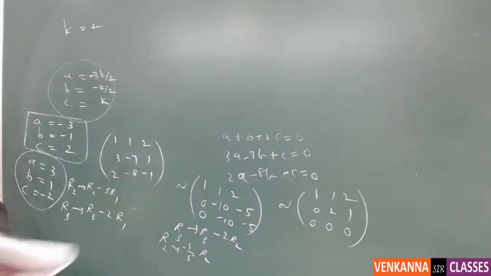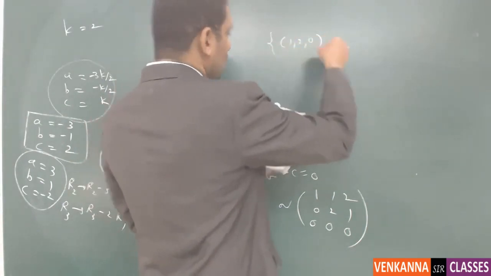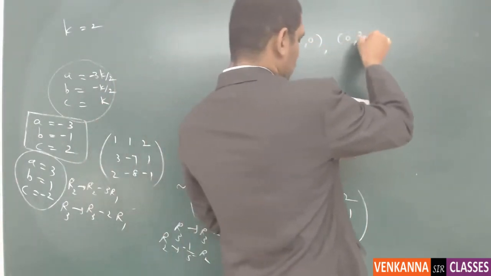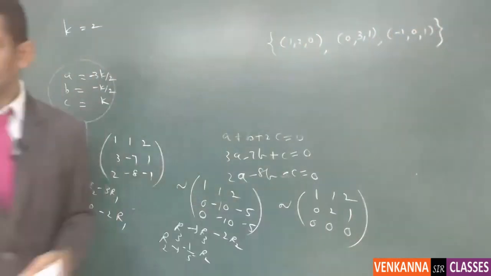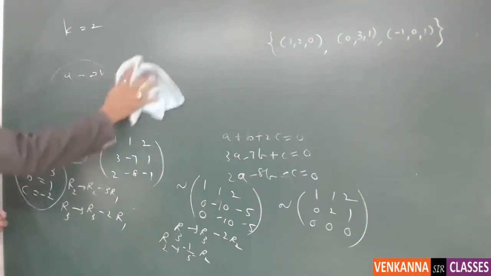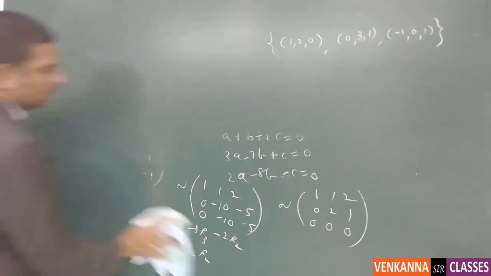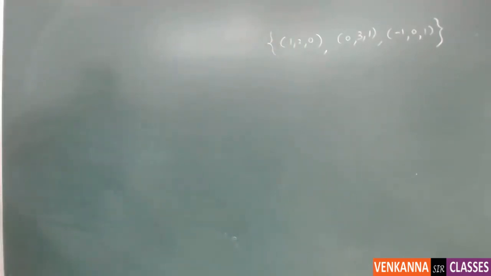The set of vectors I am giving to you are 1, 2, 0, 0, 3, 1, minus 1, 0, 1. So are they linearly dependent or independent? You please check and tell. Take a minute of time and solve it. If anybody has any doubt with regard to the approach, you can ask. I will give the hint for you.